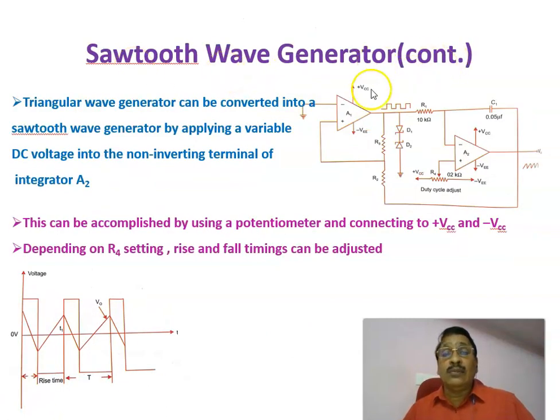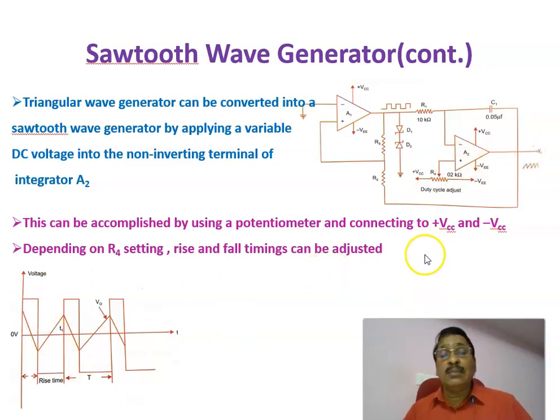Continuing with the sawtooth waveform circuit, as I already explained. A triangular wave generator can be converted into a sawtooth wave generator by applying a variable DC voltage to the non-inverting terminal of the integrator. Only this is the change. We are applying a variable voltage to the non-inverting terminal so that you can change the fall time as well as the rise time. This can be accomplished by using a potentiometer connected to plus VCC and minus VCC. By changing the potential at this point, you can vary the rise time and fall time of the output triangular signal.